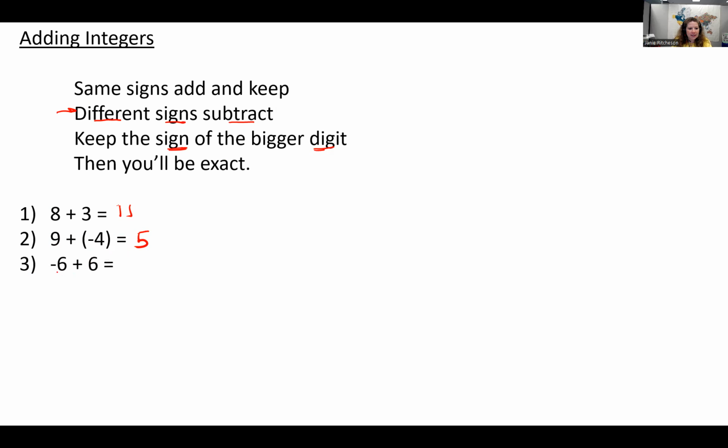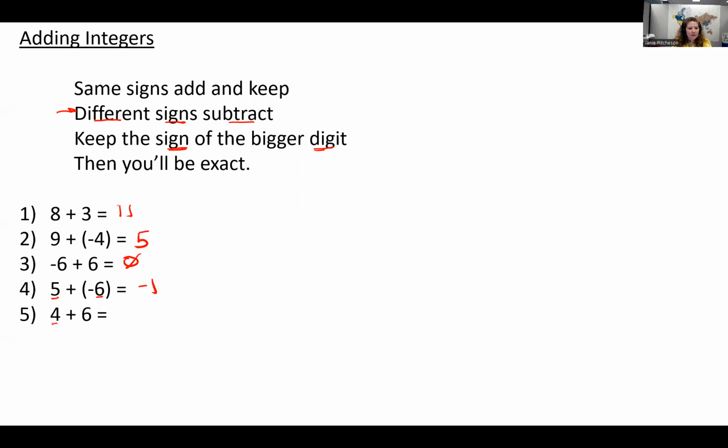Number three, I have a -6 combined with a +6, different signs subtract. The difference of 6 and 6 is 0, and a 0 is just a 0. It's not negative nor positive. Number four, different signs subtract. There's more negatives than positives, so our answer is -1.